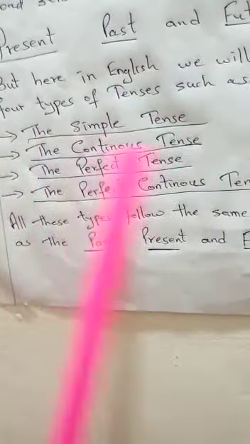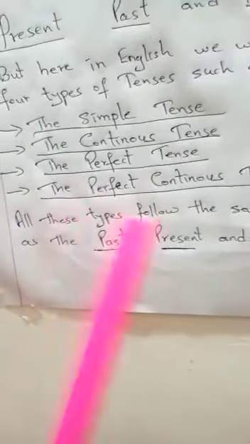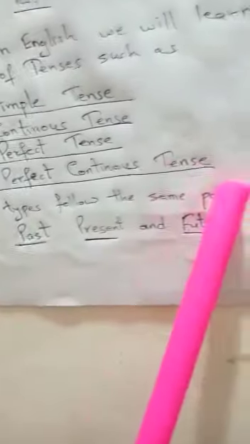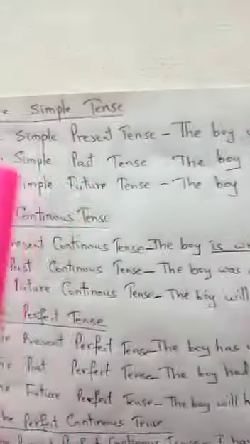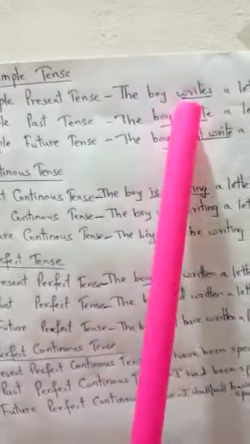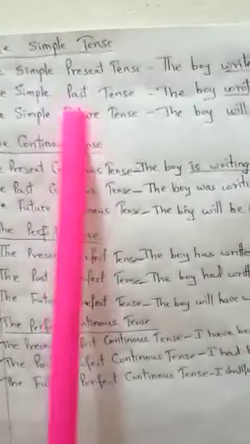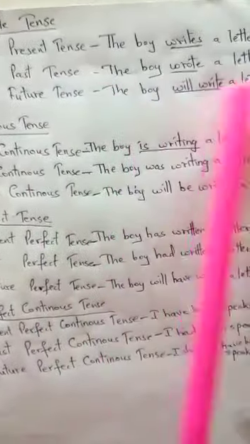But here in English, we will learn 4 types of tenses such as the simple tense, the continuous tense, the perfect tense, the perfect continuous tense. All these types follow the same pattern as the past, present and future. Now here we have the simple tense, the simple present tense. An example is the boy writes a letter. The simple past tense, the boy wrote a letter. The simple future tense, the boy will write a letter.